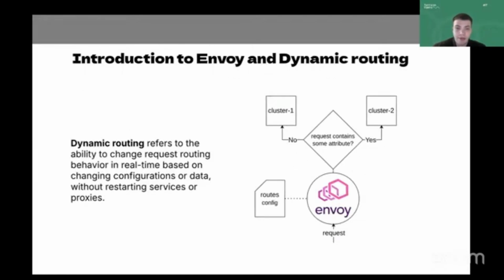Here's when Envoy dynamic routing comes into play. As you can see on the slide, dynamic routing refers to the ability to change request routing behavior in real time based on changing configurations or data without restarting services or proxies. It enables more flexible, intelligent routing of traffic in microservices architectures and cloud environments.